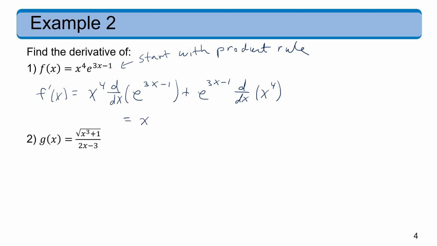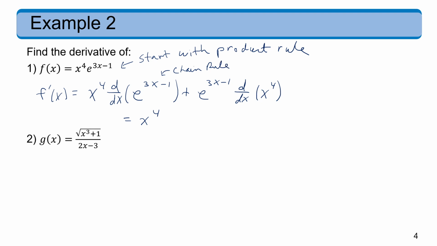So keep the x to the 4th. Now here, this next derivative, notice it's a composite function. So we need to use the chain rule on this derivative.